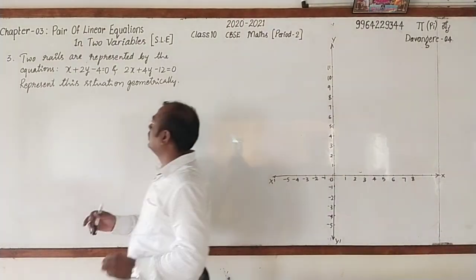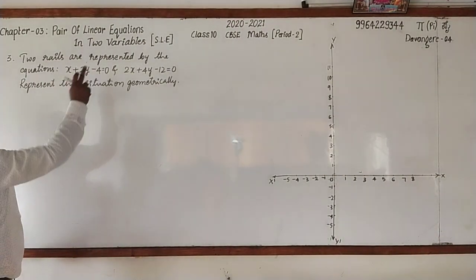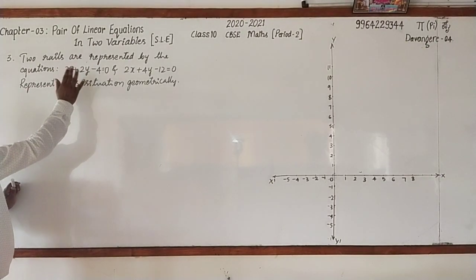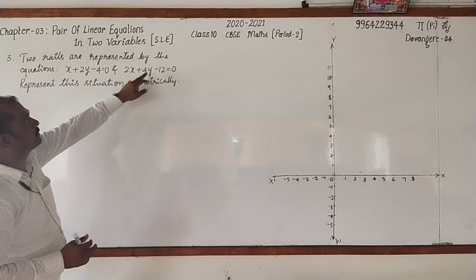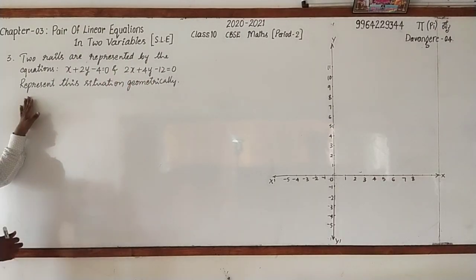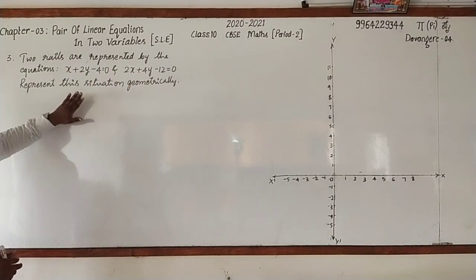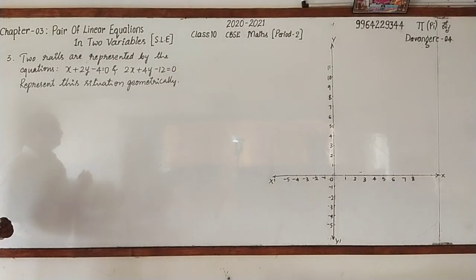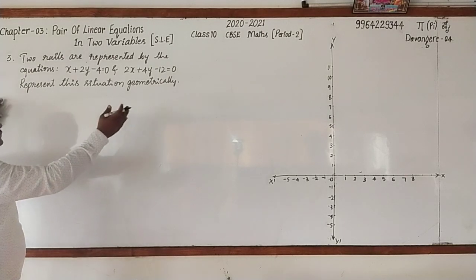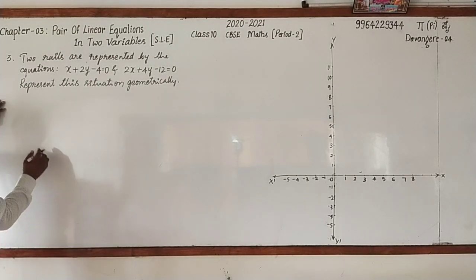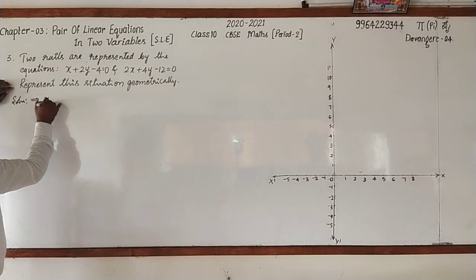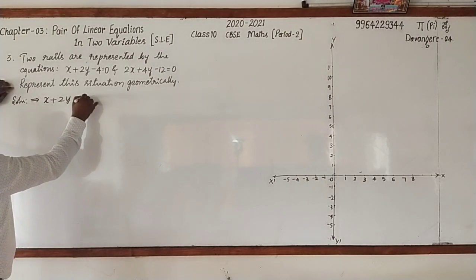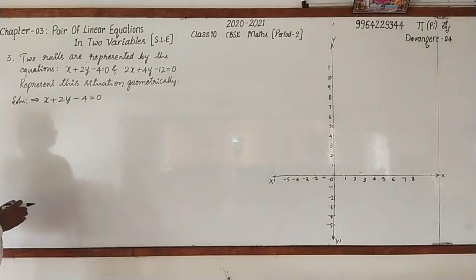Observe this. Two rays are represented by the equations x plus 2y minus 4 equal to 0 and 2x plus 4y minus 12 equal to 0. Represent this situation geometrically. Let us go for this. Geometrically means we have to draw the graph for these two. Here, I'll write the first equation: x plus 2y minus 4 equal to 0.